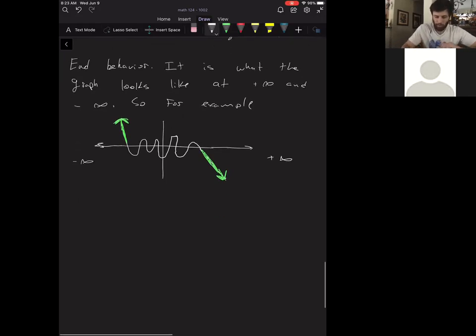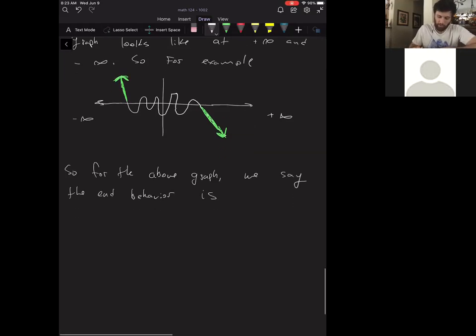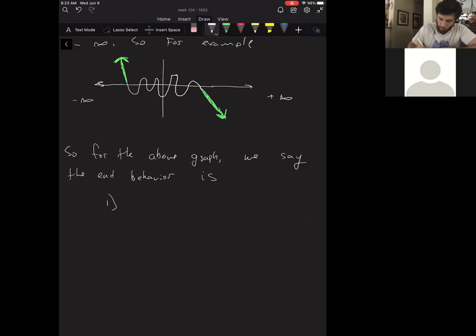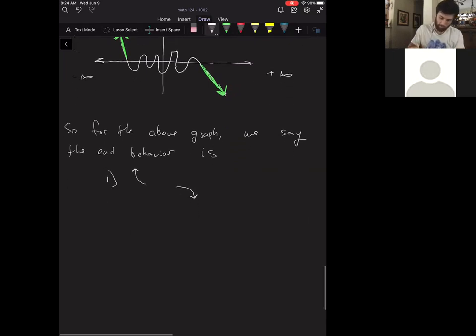Another way that we could say the end behavior for the above graph is, and there's a couple of ways to write this. Let's do the first way. The first way is just through a picture, and it's this. For this example, it just means on the left-hand side, it goes up, and on the right-hand side, it goes down. That's one way of writing it.